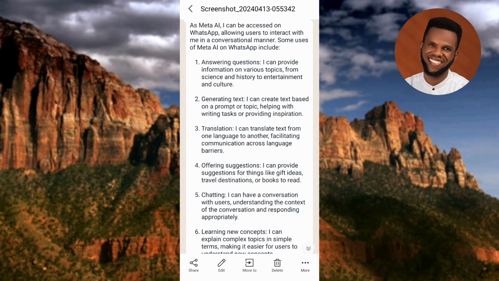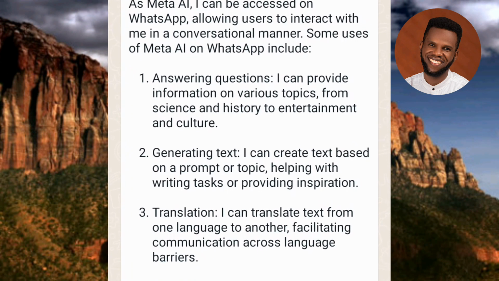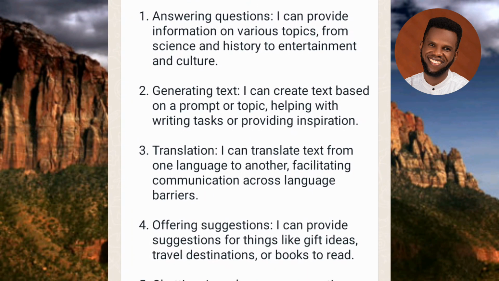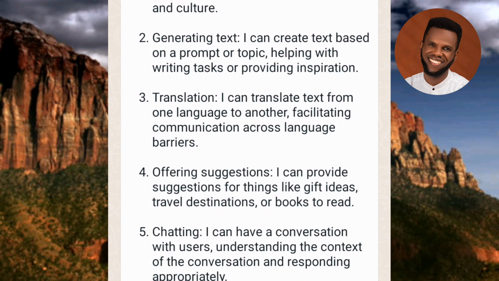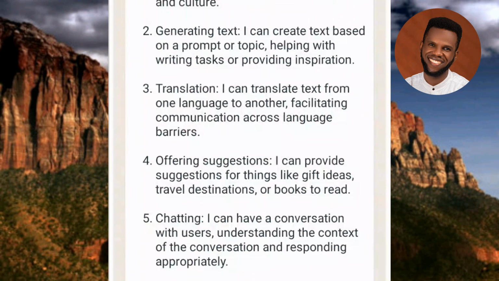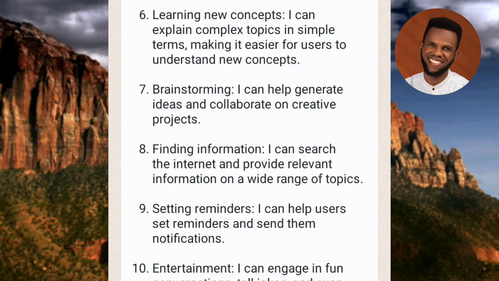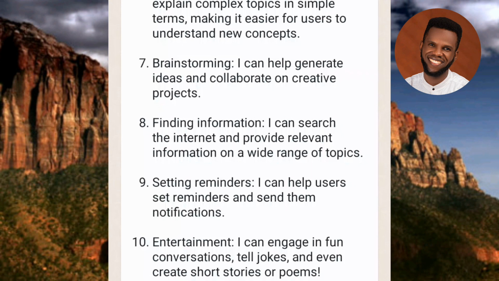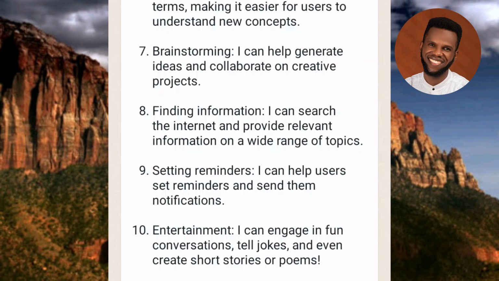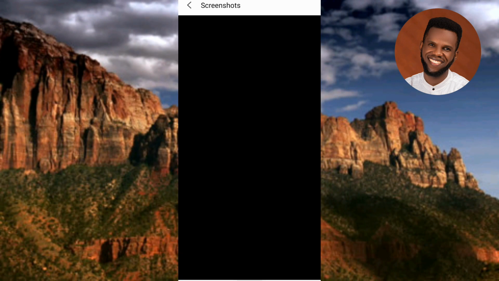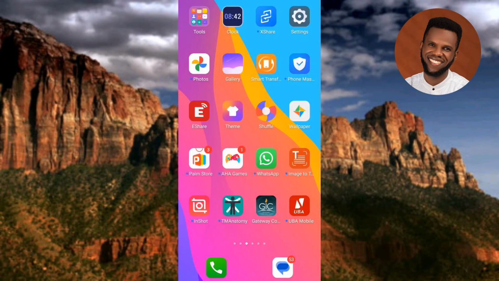Some of the uses of Meta AI include answering questions, generating text, generating AI images, translation of languages, offering suggestions, chatting, language learning, learning new concepts, brainstorming, finding new information, setting reminders, entertainment, and so on. So guys, there are so many things you can get done with Meta AI. Now let me show you how you can get started with Meta AI, how you can activate Meta AI on your WhatsApp.